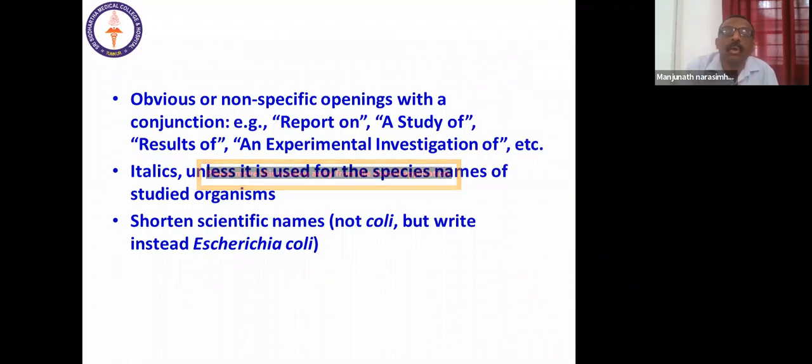Do not state it as a question of what you are planning to do. And there are some articles which report phrases like "a study of results of" or "first of its kind in our institution." All those exaggerated statements have to be avoided.